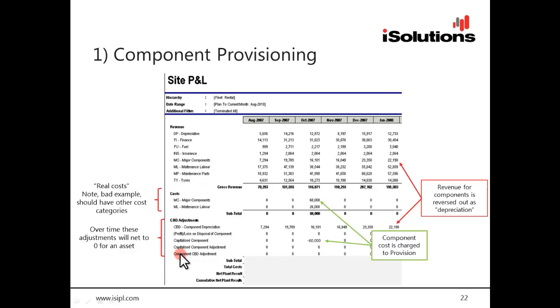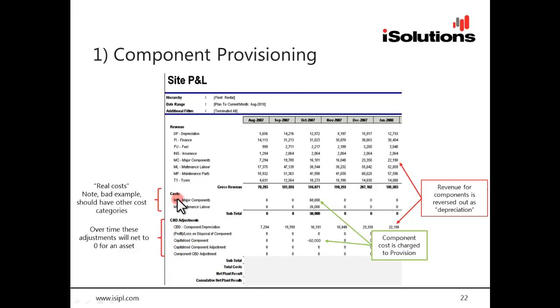So for any particular asset over time, the sum of these journals will actually equal 0, because whatever you transfer to the provision, you're going to be reversing at some point. And eventually when you sell the equipment, you're going to clear any provision balance remaining for that equipment. So to keep a clear audit trail in AMT, we separate this into a separate section.